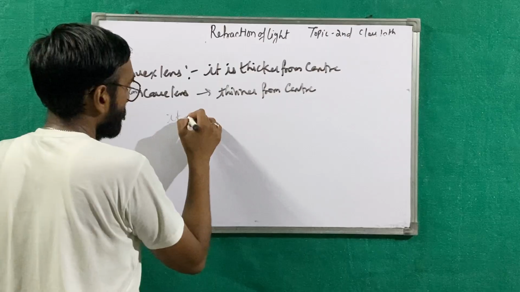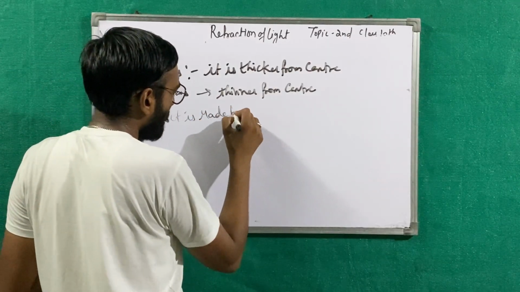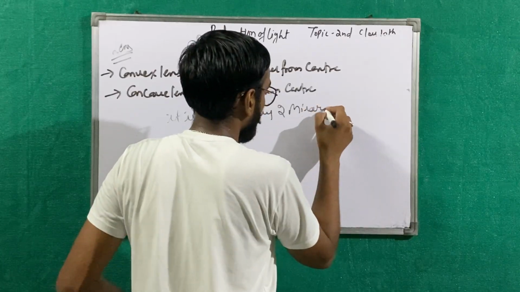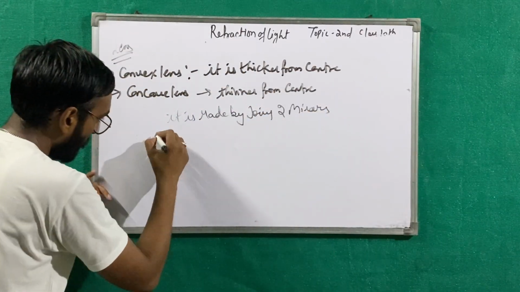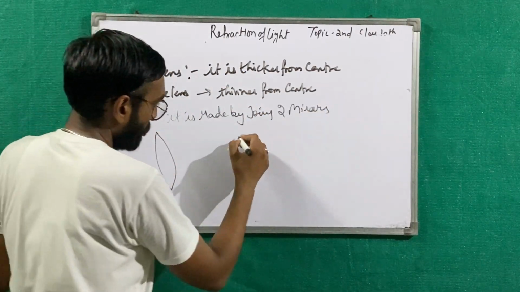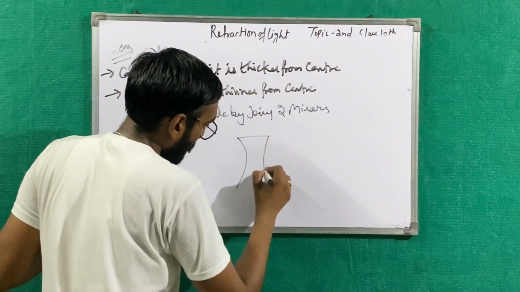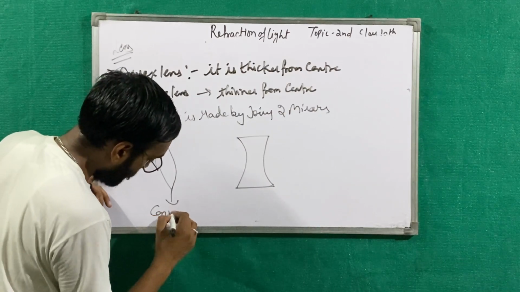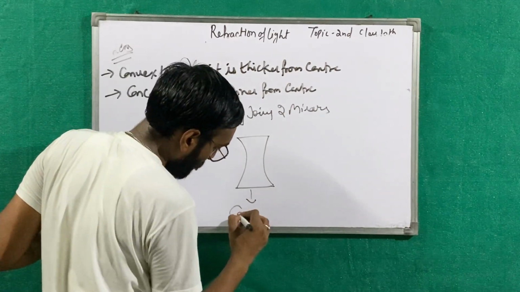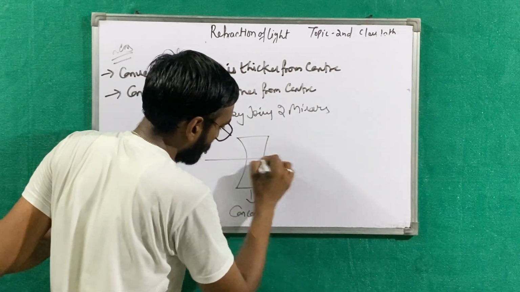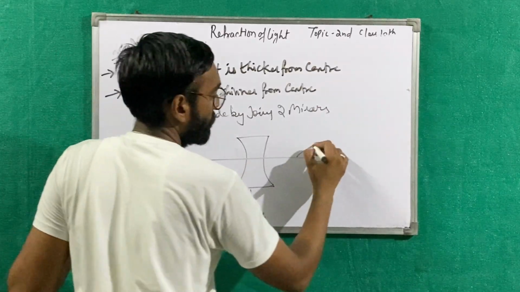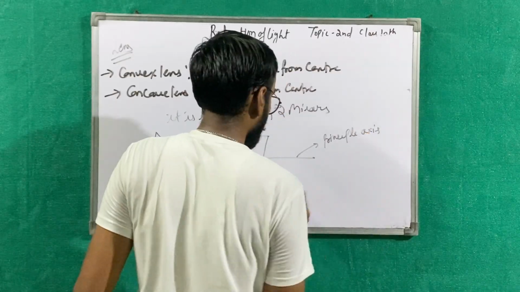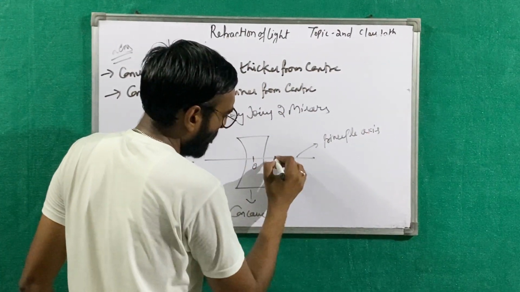It is made by joining two mirrors. So the first one is like this and the second one is like this. So this is going to be convex, this is going to be concave, this is going to be the principal axis. This is going to be O.